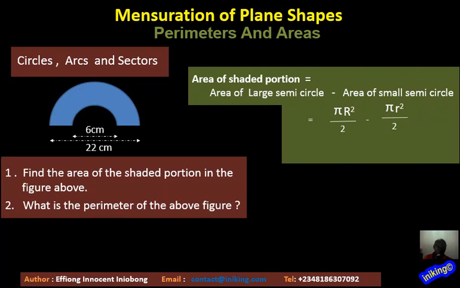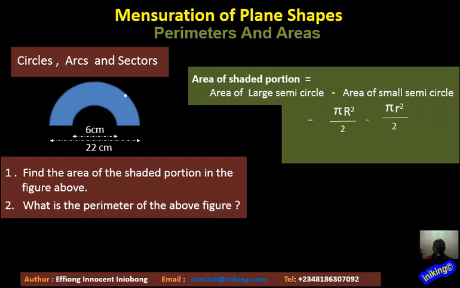Let's see how we can apply this information in treating this problem. Here we have an object. We have a semicircle, or should I say two semicircles. We have an outer semicircle and then an inner semicircle, sort of half of a ring. We are told to find the area of the shaded portion in the figure above, that is the portion that is shaded blue. What is the area of this shaded portion? That is this portion here, the portion shaded blue.